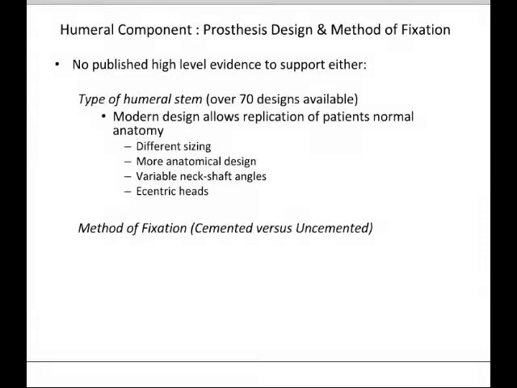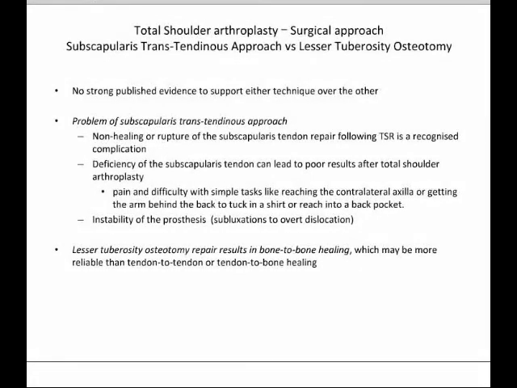The surgical approach has also been looked at for total shoulders in terms of whether you do a subscapularis transtendinous approach or a lesser tuberosity osteotomy. The problem with the transtendinous approach is non-healing or rupture of your subscapularis, which can lead to poor results in terms of pain and loss of function, and sometimes instability, such as subluxation or even dislocation.